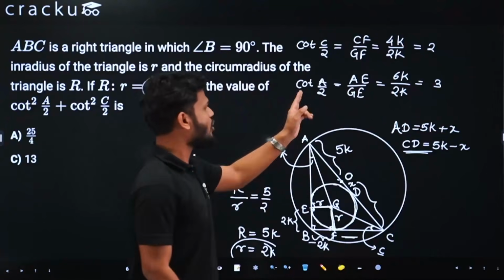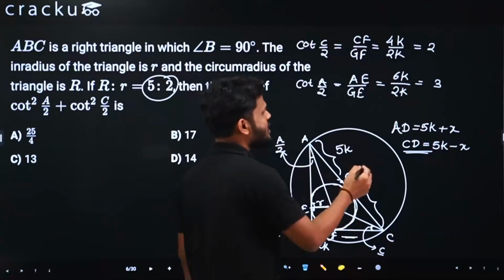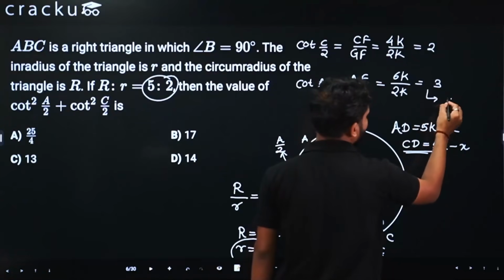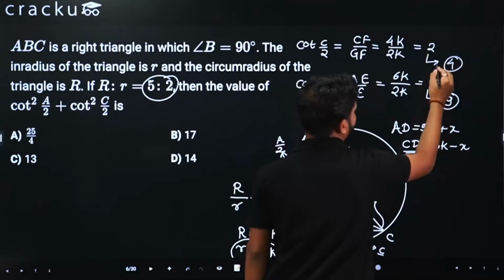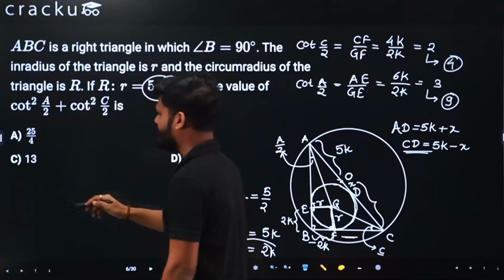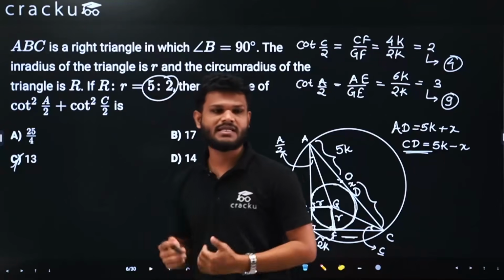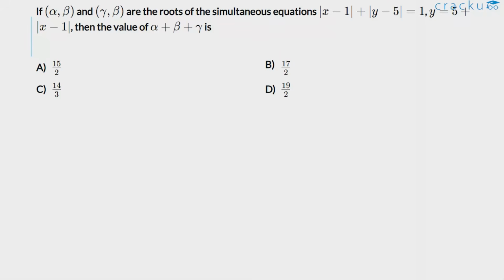Now you need cot square A by 2 plus cot square C by 2. What is cot square A by 2? It is 9. What is cot square C by 2? It is 4. Addition of these two, it is 9 plus 4, which is 13. And it is given in option number C. So this is how you can solve this question. So option C is the correct answer here.